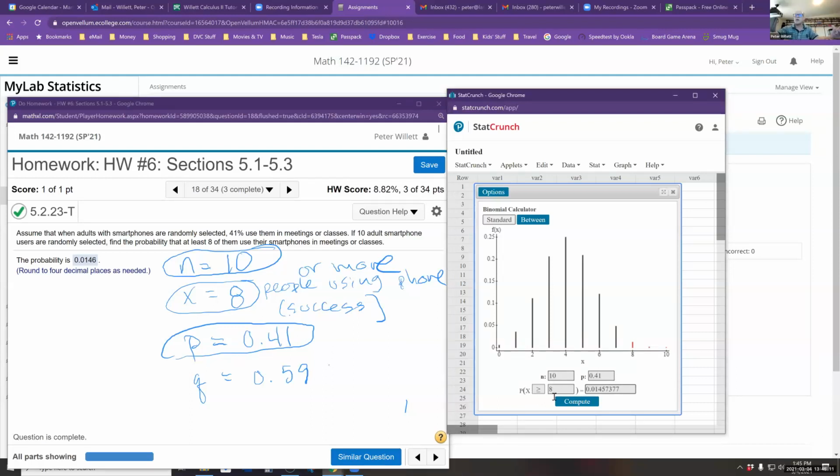And I could do anything here. I could calculate the probability of getting exactly 8. I could get the probability of getting exactly 4, which looks like the most common result. That's going to happen 25% of the time, that 4 people in the meeting are going to use the smartphones, stuff like that.